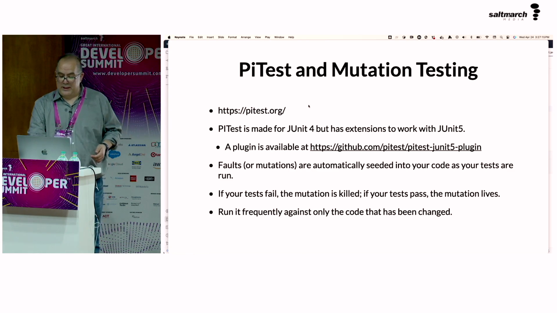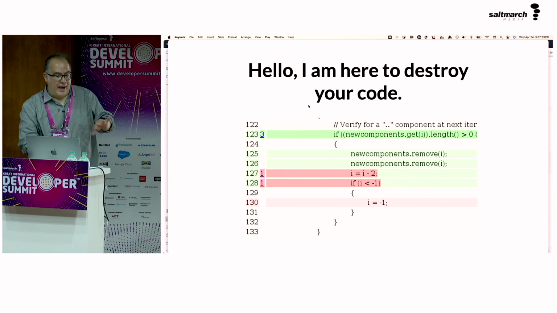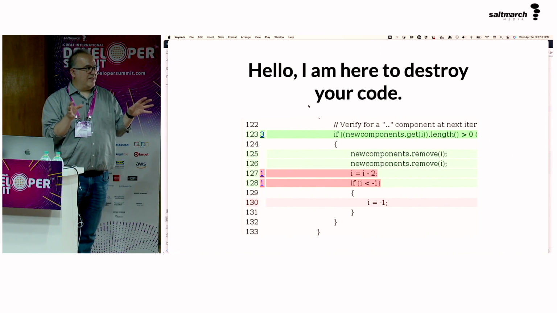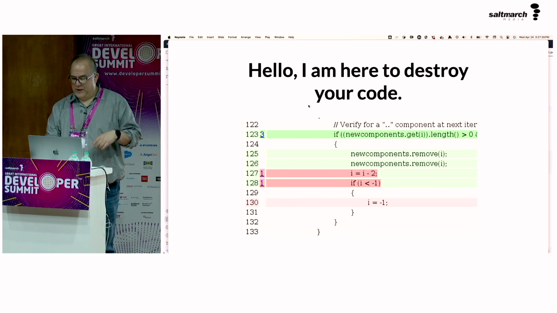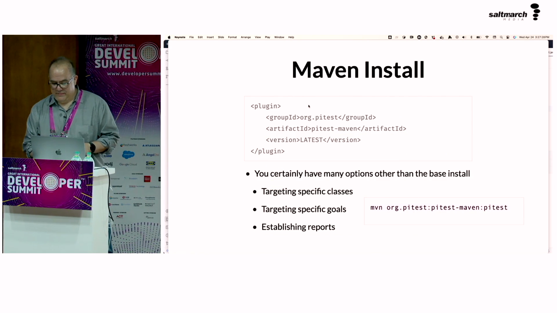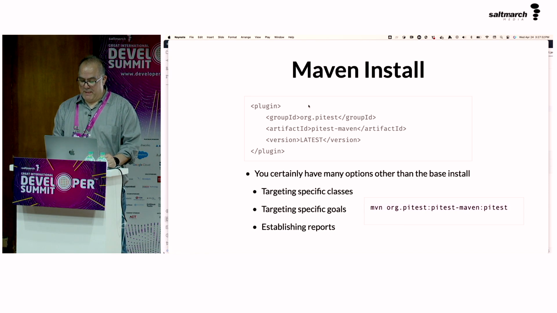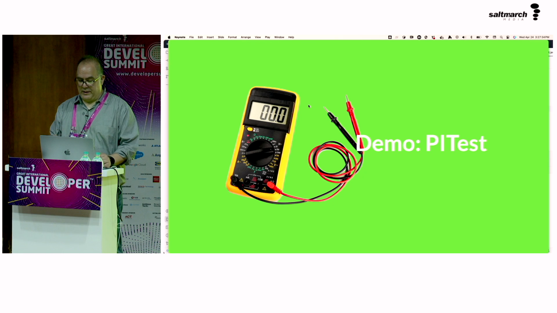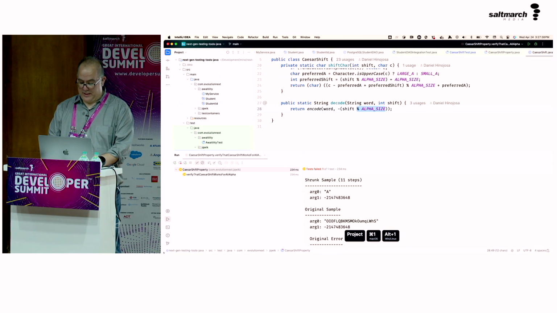Run it frequently against the code or any code that has been changed. Really, that's what this is going to do. It's going to say, I'm here to destroy your code. It'll flip things around and make a mess of things. So bring that dependency in, either in Maven or in Gradle. Let's take a look here at PITest.